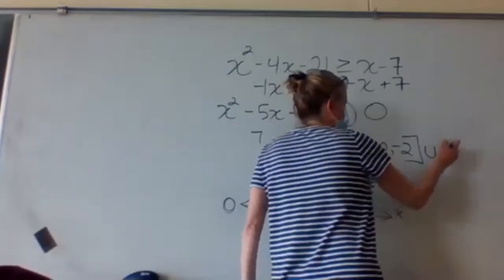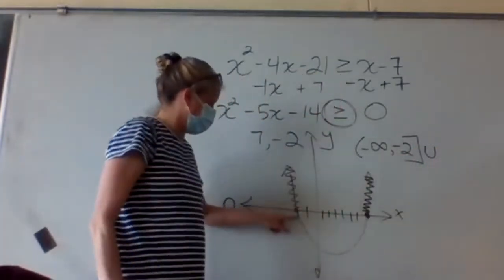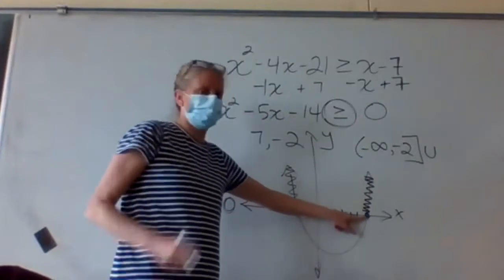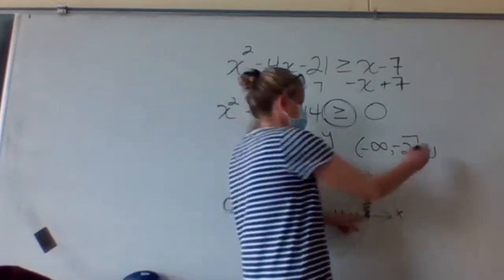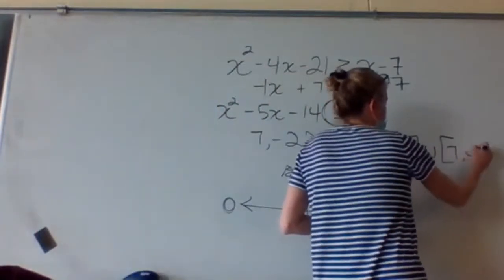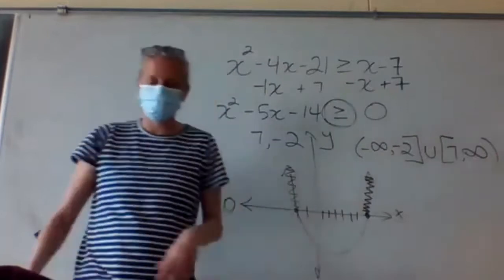And then in union with, that's where it starts and goes below until where's this next interval start? 7. 7, but it's a bracket, and 7's a bracket, until positive infinity.